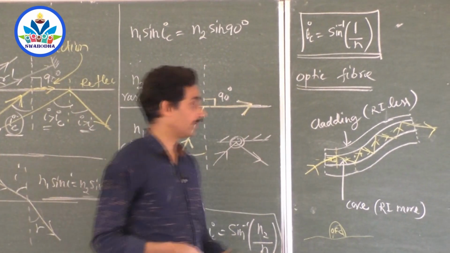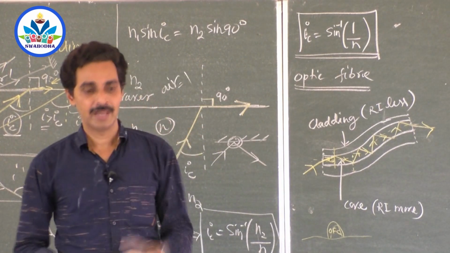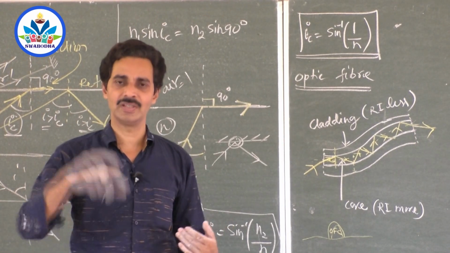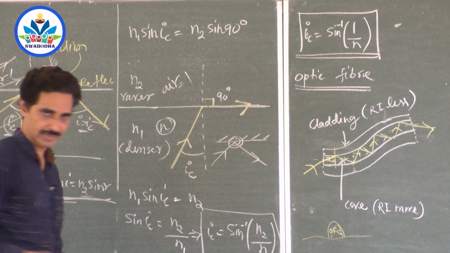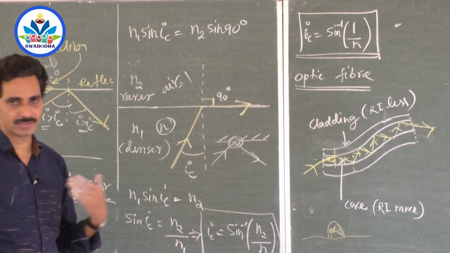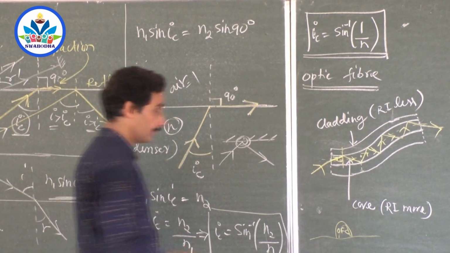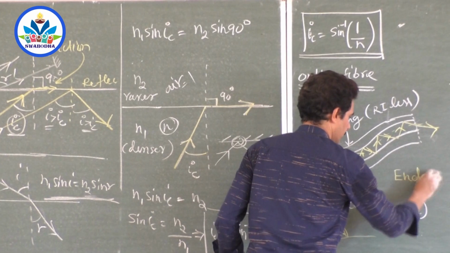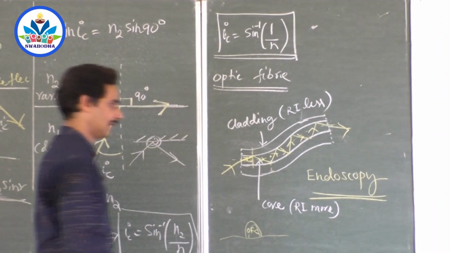So if you are asked to write the answer, what are optic fiber cables? They are the cables which can transmit optical signals over longer distances and even in the curved path. They work on the principle of total internal reflection. Applications: communication, telecommunication, and they are also used in the medical field. You have to write endoscopy. The second application of optical fiber cables is endoscopy.